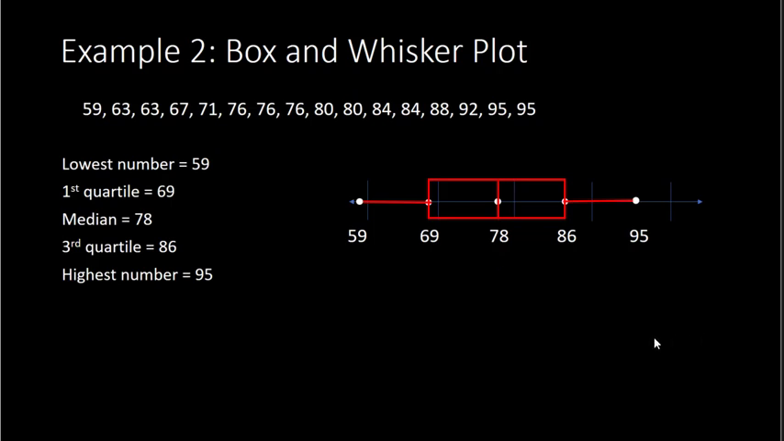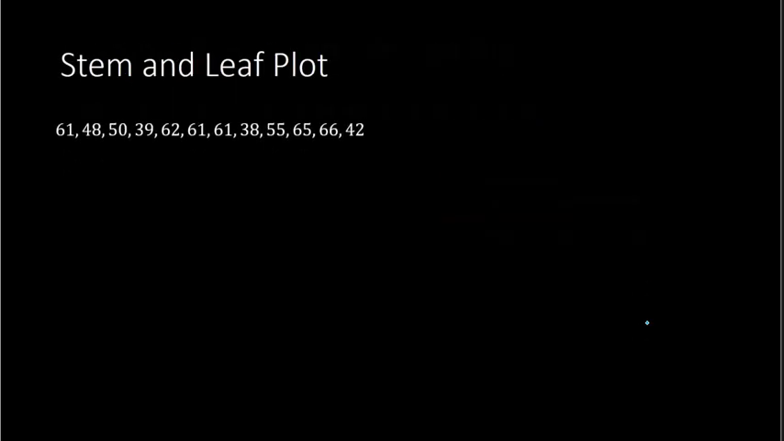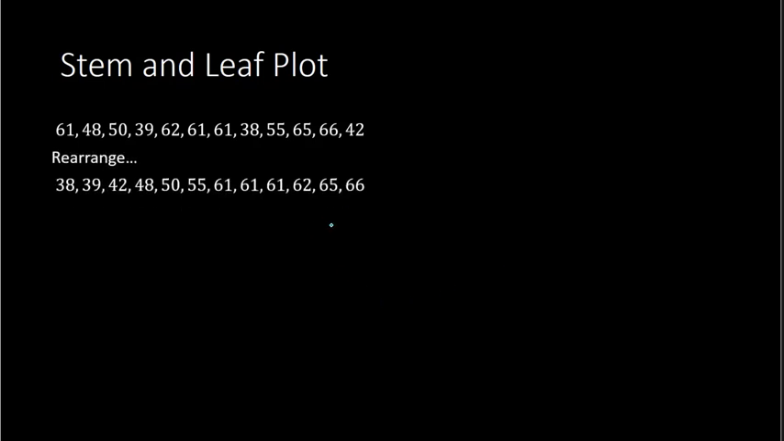Now we've already mentioned how to interpret a stem and leaf plot. Now what if you were given a list of numbers and you were told to create one on your own? So here we see a list of numbers. Now notice this list of numbers is not in order. So what I need to do is rearrange from smallest to largest number. So when I rearrange, I now have this list of numbers right here.